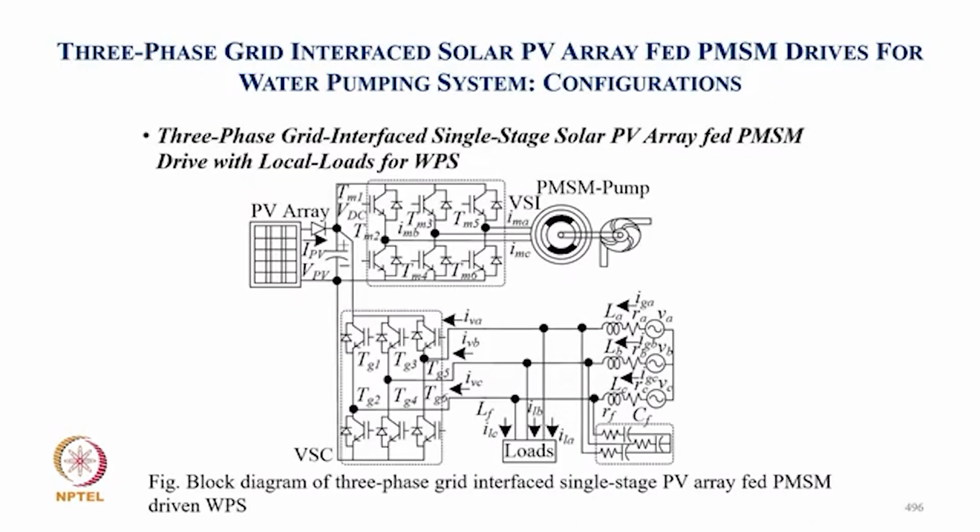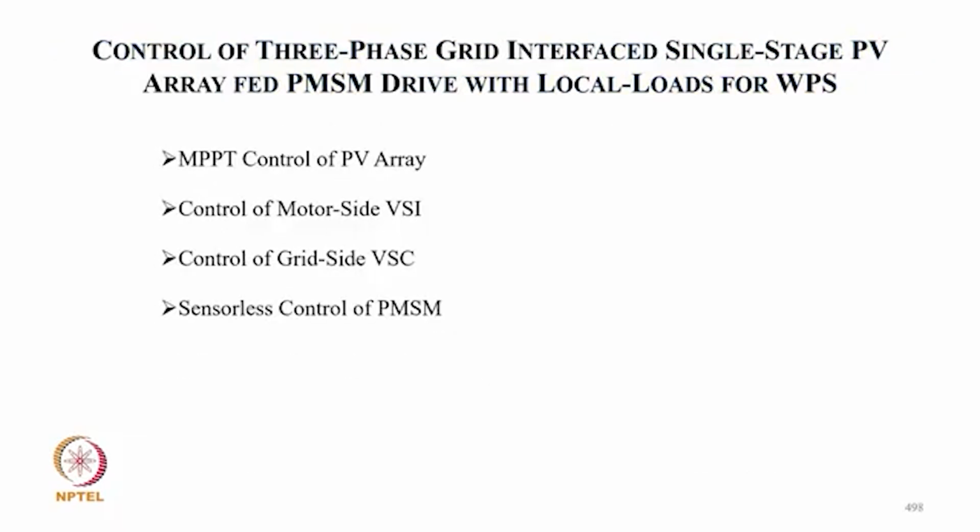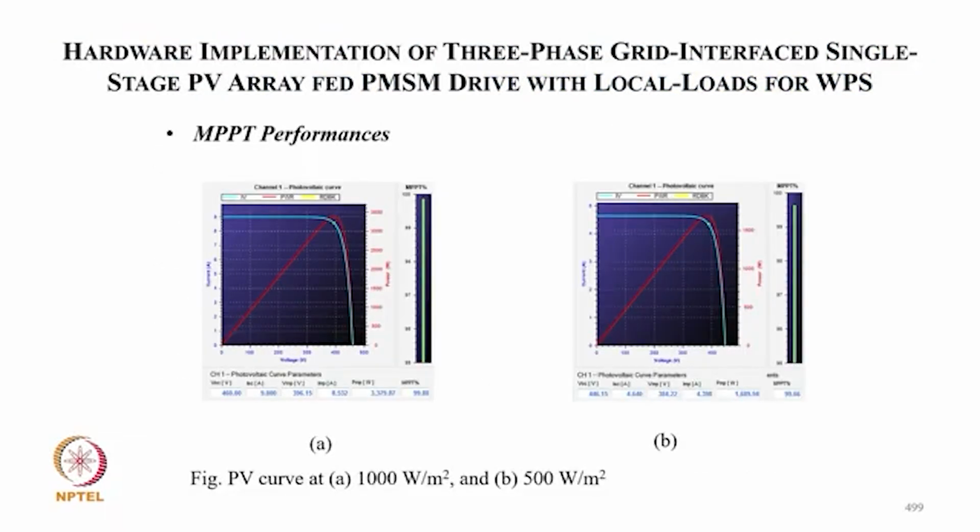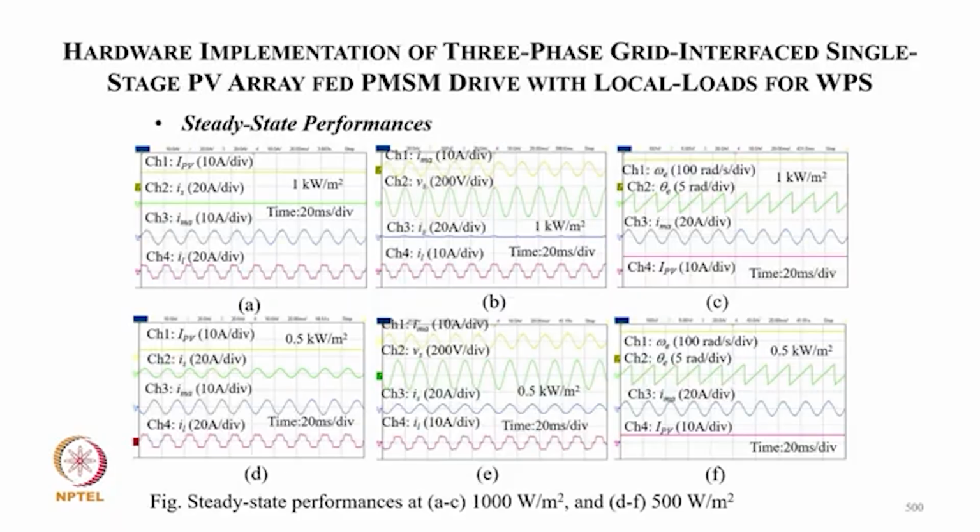So now the other case corresponds to when we have a single stage system of PV array. Here we have to control the converter so that it achieves MPPT. So this is the MPPT performance at 1000 and 500 watt per meter square. And here you can see the PV current, the grid current is not there, and the motor voltage and load current, and accordingly position as well as motor current, PV current and speed.